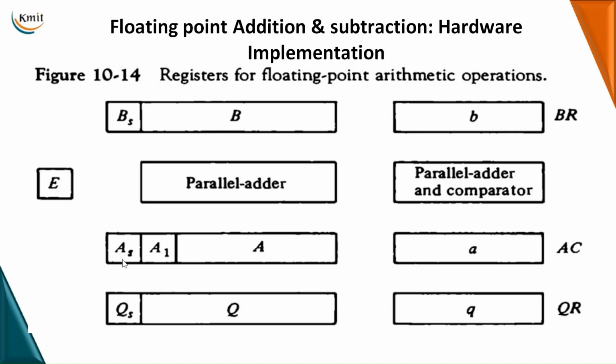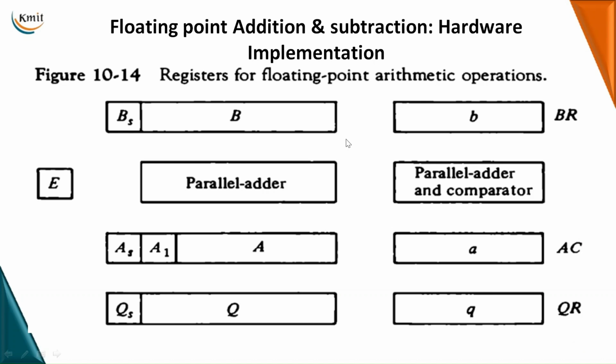Now let us see the hardware implementation of floating point addition and subtraction operations. This is the hardware implementation for all the floating point arithmetic operations. The same hardware can be used for addition, subtraction, multiplication, as well as the division operation. It is a common hardware for all the floating point arithmetic operations. If you look at this hardware, it is similar to fixed point arithmetic. The same registers are used in floating point operations also. So we have three registers: AC, BR and QR.